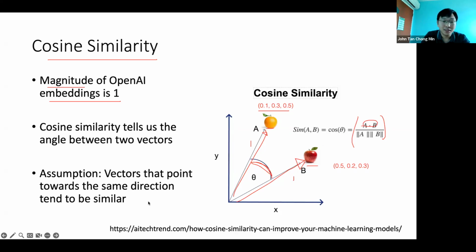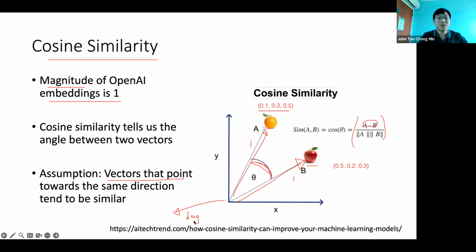So what this means is that in the embedding space, we just assume that vectors that point towards the same direction are more similar. So if the orange vector is here, the apple vector is here, both of them might be fruits. Then if a dog vector is somewhere else, it can be here. Inherently, this can actually cause some problems.